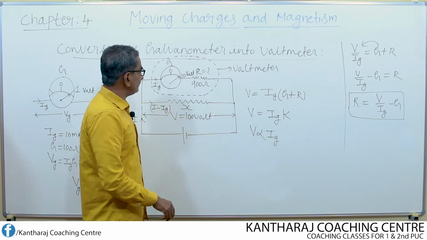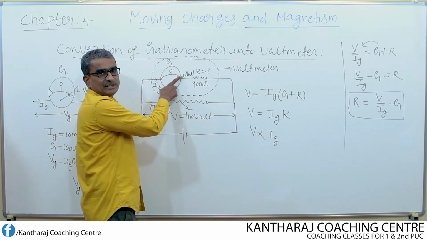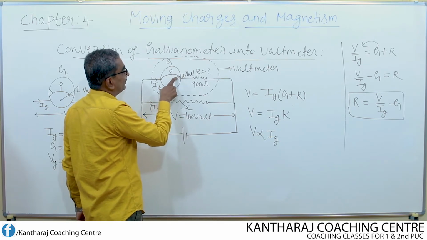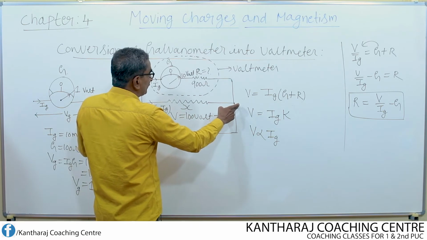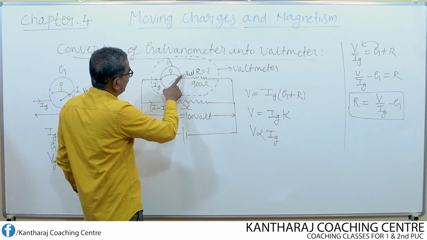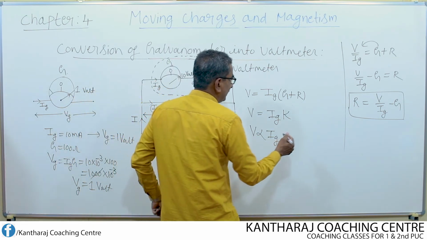That means once again, the current flowing through the galvanometer, whatever full scale deflection it produces, that full scale deflection always reads the main potential difference. That is the meaning of this. In that way, the scale of the galvanometer must be calibrated. I write this separately. Look here.